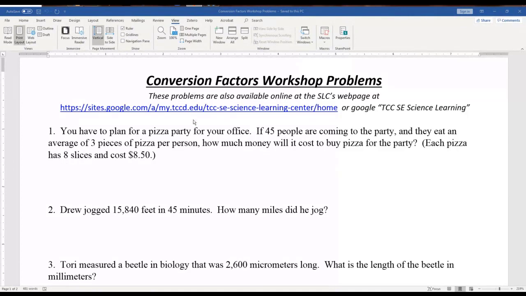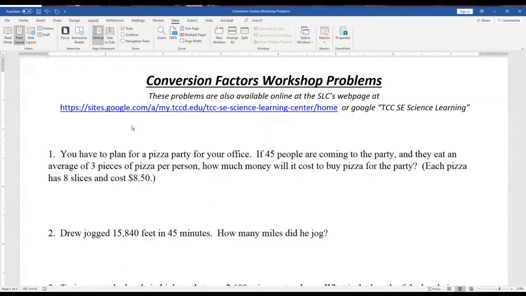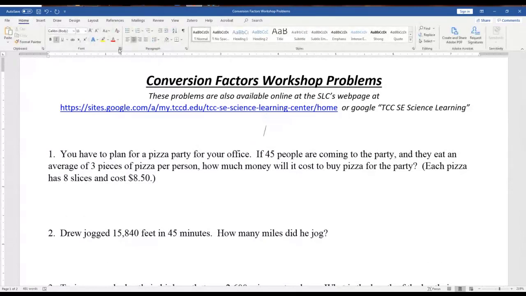So what is a conversion factor? What is dimensional analysis? Well, first of all, dimensional analysis is just a really kind of fancy, unnecessarily fancy way of saying converting between units. It's converting one unit to another unit using conversion factors.